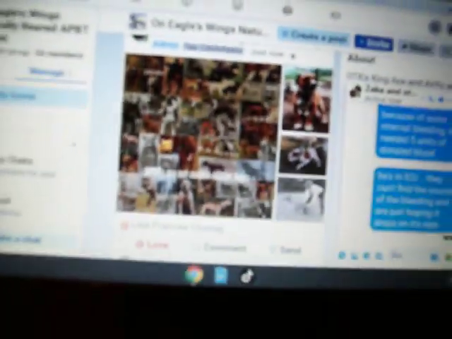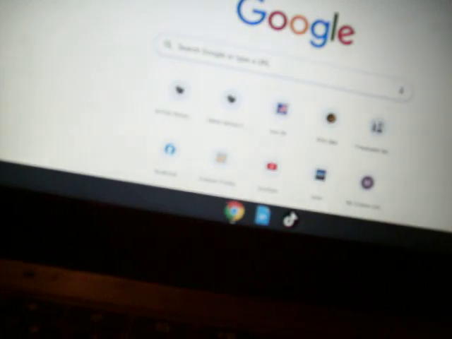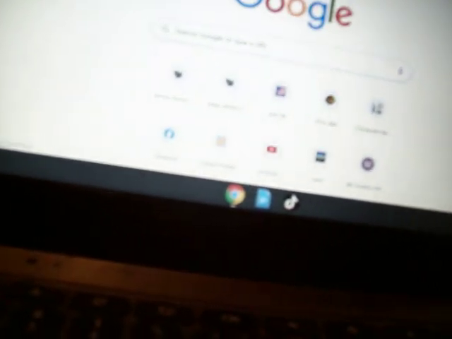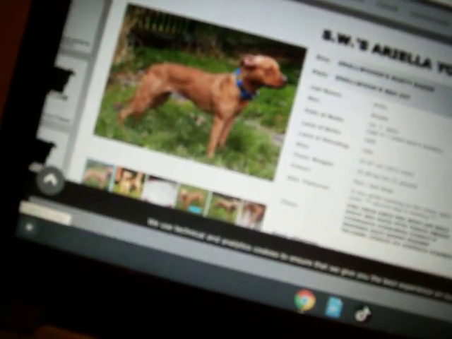It's kind of blurry, I know. But they're supposed to be a working breed that looks like mine, can look like this. This is what mine looks like. See? She's my well-bred, purebred.